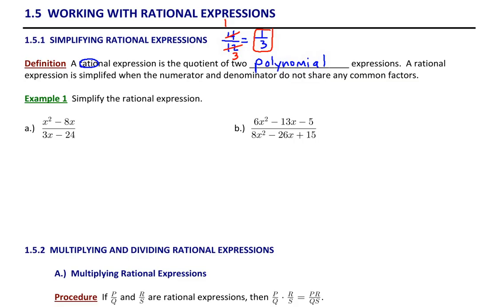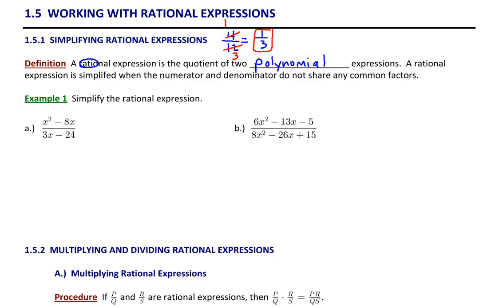So let's try this on example 1. Simplify the rational expression. First of all, observe that we have the ratio or quotient of two polynomials. That is, we have a polynomial in the top and a polynomial in the bottom. So to simplify it, we need to identify common factors. In its current state, we have terms in the top and terms in the bottom, but neither polynomial is factored. So that's going to be our first step: completely factor the numerator and completely factor the denominator.